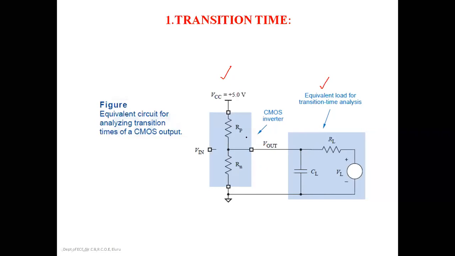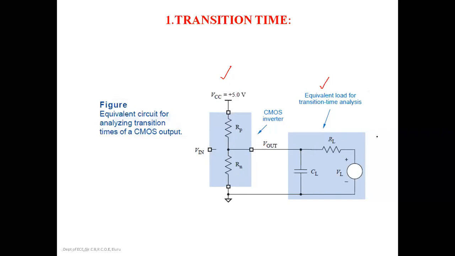As we are very familiar with the CMOS inverter circuit, in pull up we will have the PMOS transistor, and in pull down we will have the NMOS transistor resistance. So these two are replaced with RP and RN. That's fine. And coming to this one, it is the equivalent load for the transition time analysis.